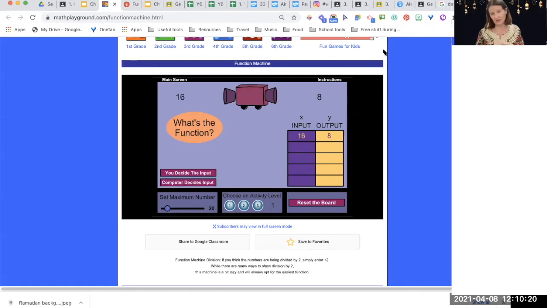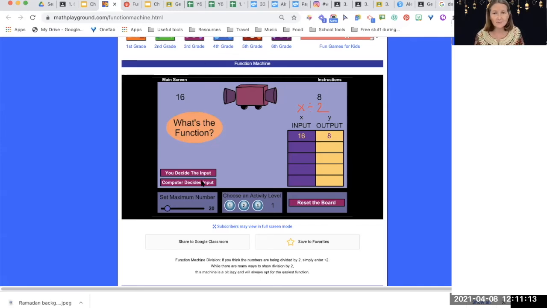X is 16. The answer was 8 when it came out. So what's happened to the 16 to make 8? Oh, it's divided by 2. X divided by 2 equals 8. So we're going to have a guess, just like we did before. We've only got one set of answers. At the moment, our guess is that it's X divided by 2, X halved. Okay, let's try doing another one and see.